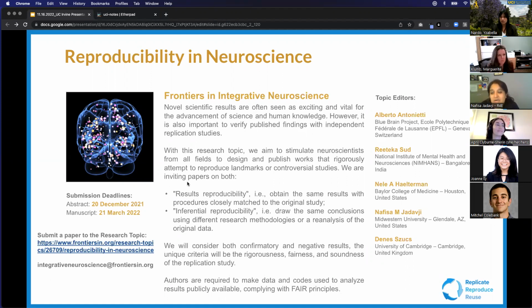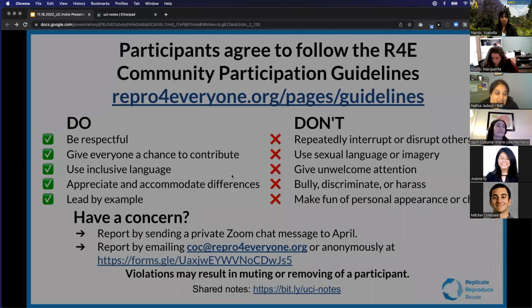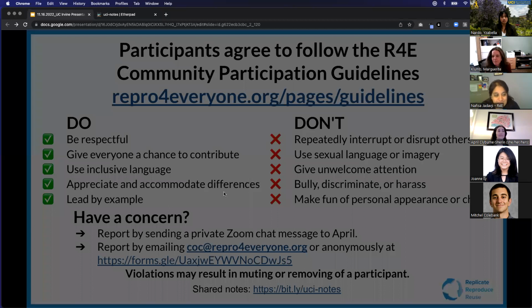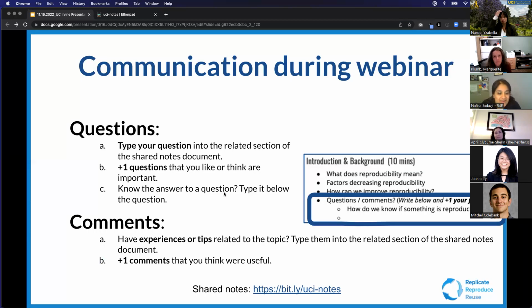Just to go over some of our guidelines in terms of participation in our workshop, this is a summary of our expectations. If you have any concerns, these are ways that you can bring that to April's or my attention. Okay, great. I sort of went over this, but we do have our notes document.